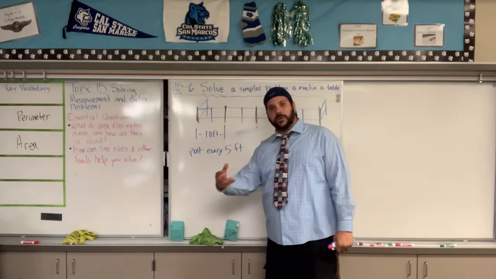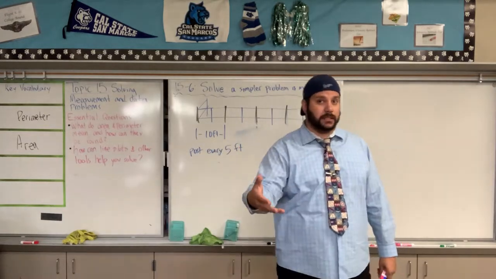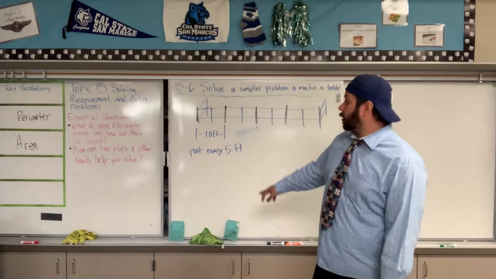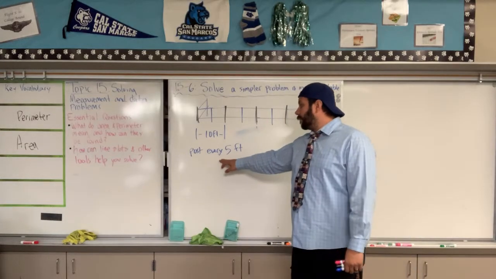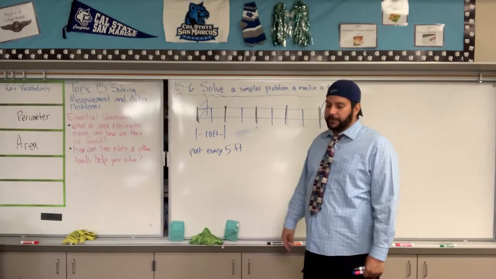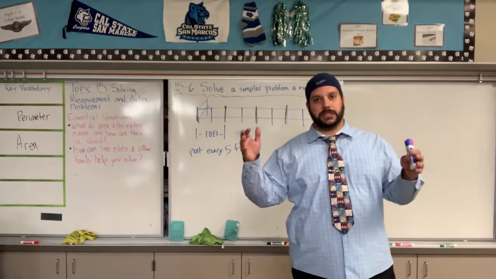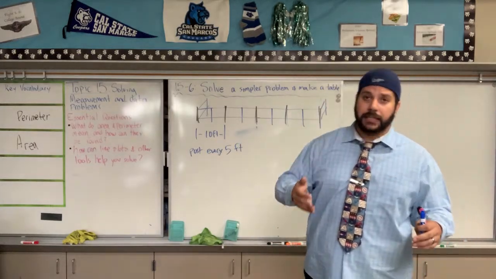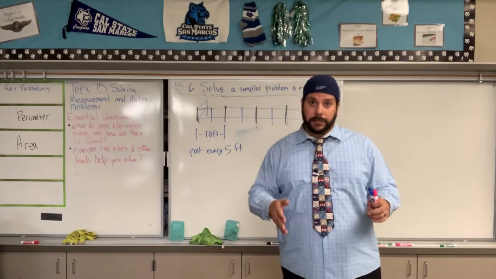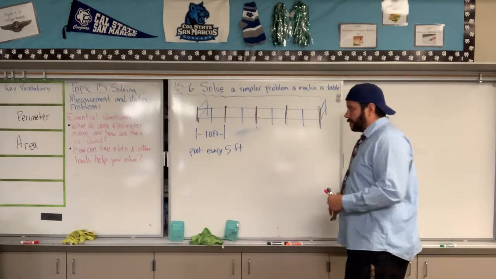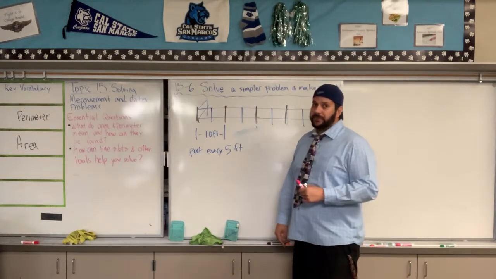And according to the best fish fence for Jeb and Ned, they need to put a post every 5 feet, okay? So even though a fence section is 10 feet, every 5 feet they need to put a stability post in there, a structural post to keep it strong, keep them fish from getting out.